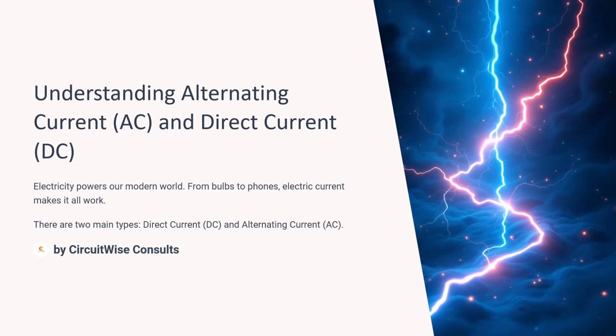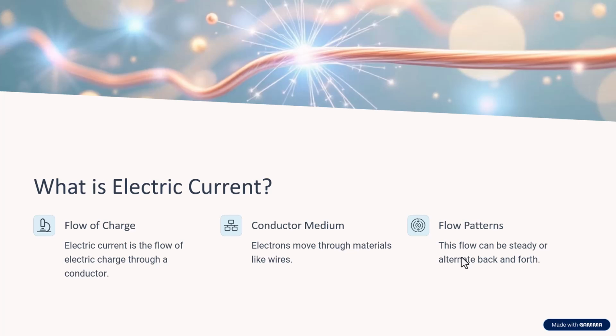A little refresher: electric current is the flow of electric charge through a conductor. The conductor medium is the material in which the electrons move through, like a wire, and this wire can be made of copper, iron, and various metals that have very good, high conductivity. The flow patterns are really what we are going to talk about here. Electric currents do not have the same pattern, and depending on the pattern of the flow, we can say this is direct current or this is alternating current.